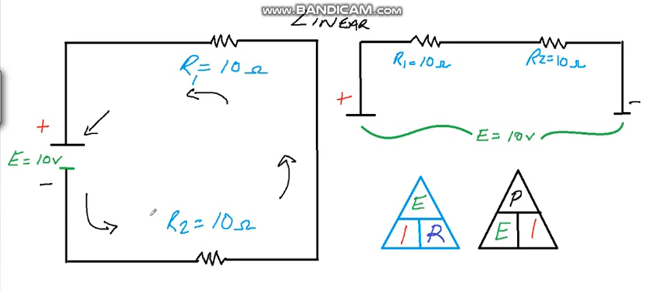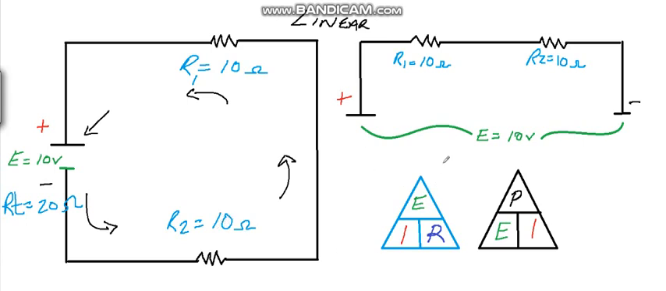If we take a look at this circuit here, I've got two resistance values in this circuit. What I want to do is work out my total resistance in the circuit. In a series circuit, the total resistance is the sum of the resistors in series. If I have two series resistors, they're 10 ohms each, then my total resistance must equal 20 ohms. 10 ohms plus 10 ohms is 20 ohms.